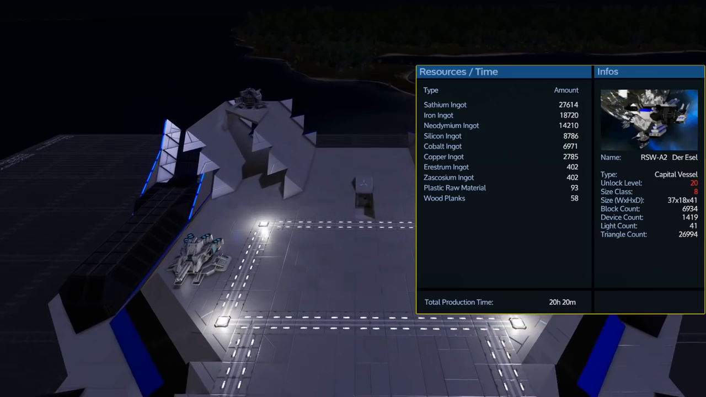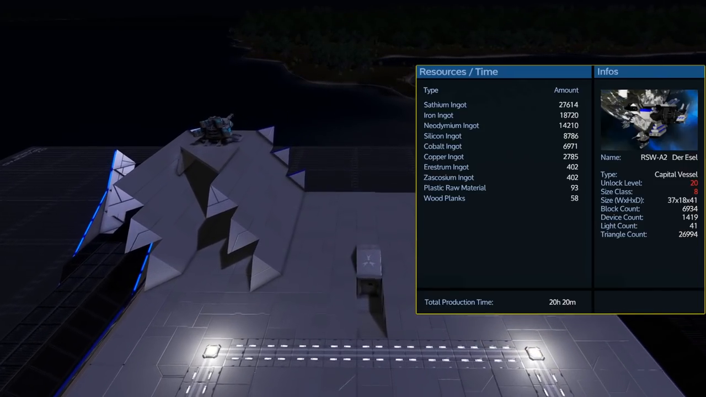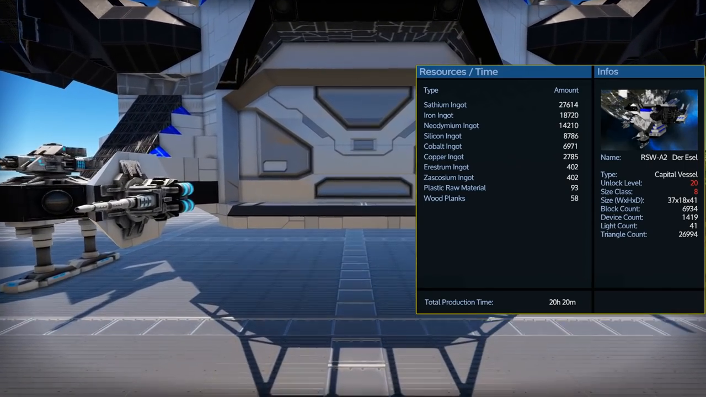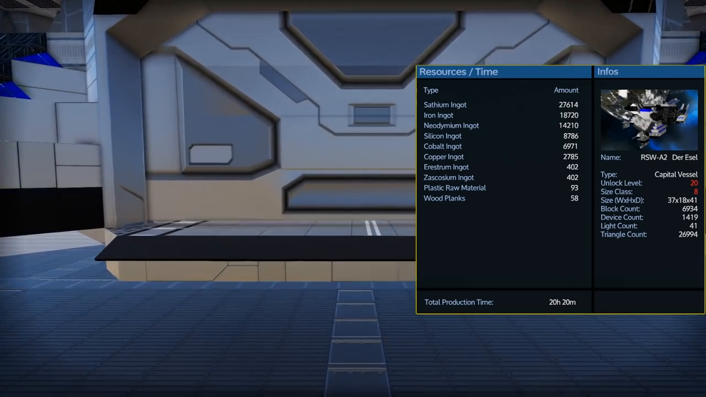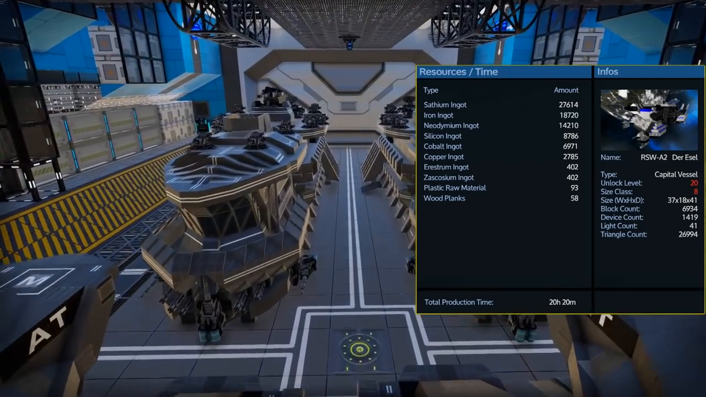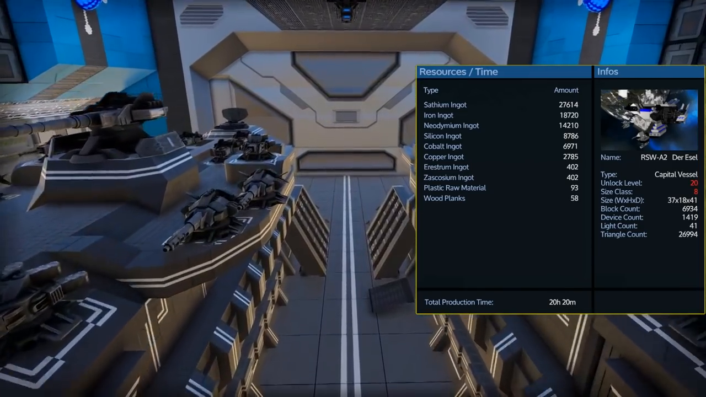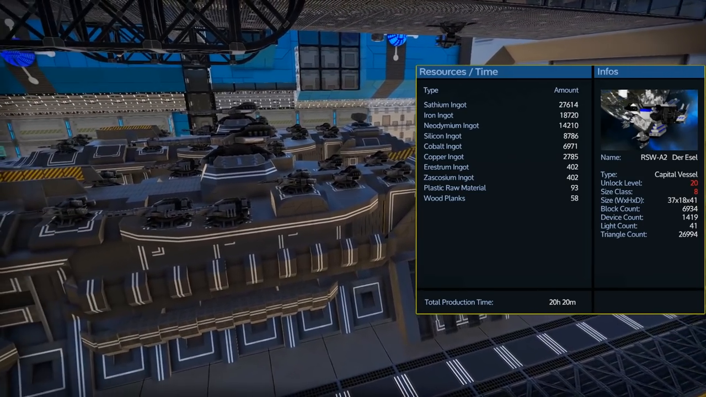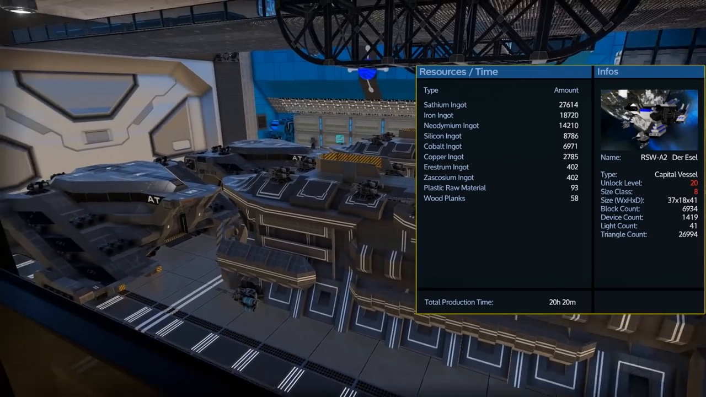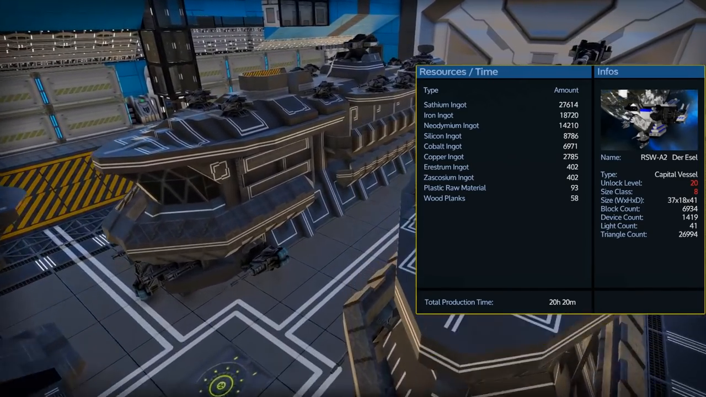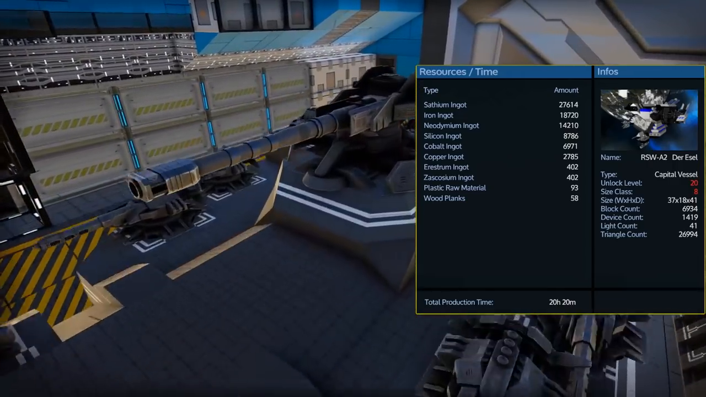Now, when it comes to resource costs, considering the unlock level and the size, it's really not that bad in terms of iron and sathium. You should be readily able to get that amount from disabling a large POI. However, the 14,000 plus neodymium is going to make things a little bit more difficult, as well as the 6,971 cobalt and the 402 Arrestrum and Zascosium. Of course, 402 Arrestrum and Zascosium is actually fairly cheap for a ship like this.